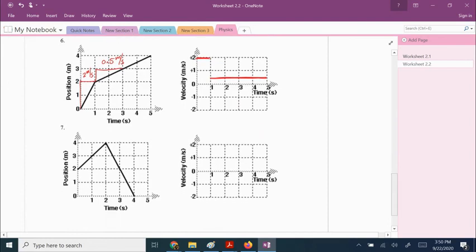Last one here. The first part of the graph has a slope of up 1 over 1, so 1 meter per second, positive. Then it has a slope of down 2 over 1. So that's going to have a slope of -2 meters per second, or a velocity of -2 meters per second. Between 0 and 2 seconds, its velocity is 1 meter per second. And then between 2 and 4 seconds, it has a velocity of -2. So something like that.